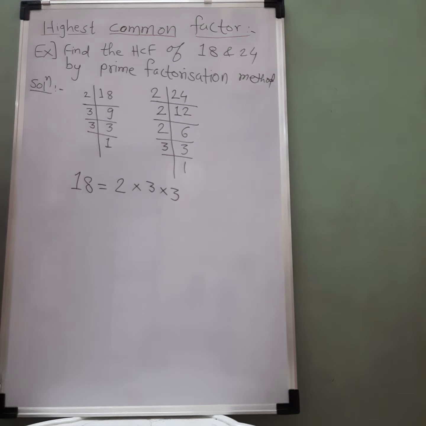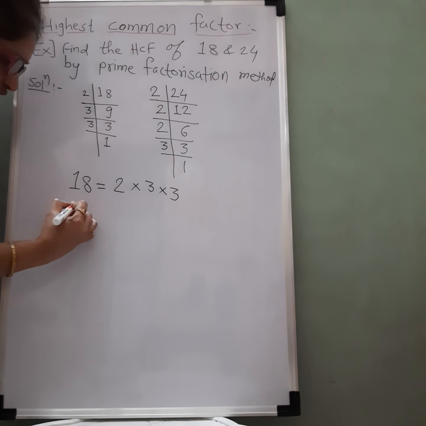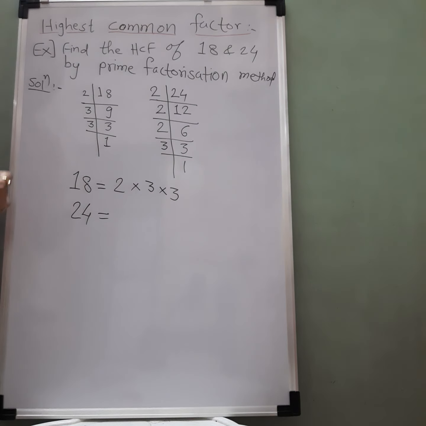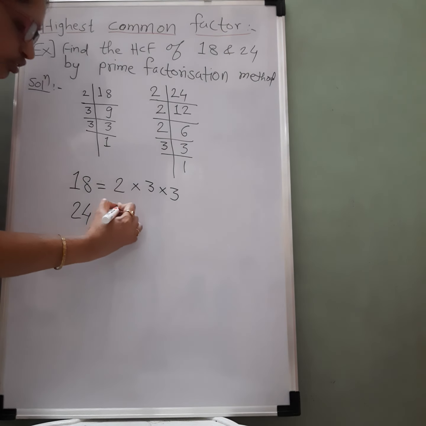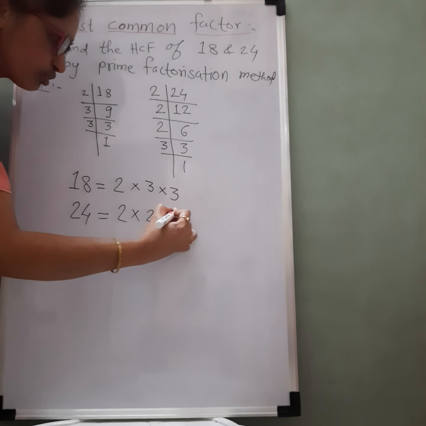We cannot include 1 in the prime factorization. Now again we will write down the prime factorization of 24. The prime factorization of 24 is 2 into 2 into 2 into 3.